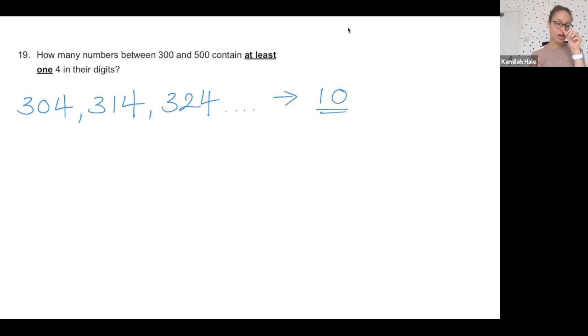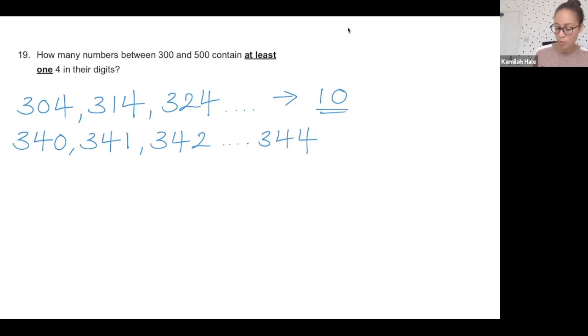Now, the only other place that we will have numbers with 4s in them in the 300s would be the 340s. So if I have 340, 341, 342, and so on, there are 10 of those numbers. However, remember 344 will have been counted under these numbers. So 344 we will exclude. So instead of 10, we have 9 numbers. And those are all of the numbers in the 300s that have a 4 in their digits. So we'll just come back to those amounts at the end.